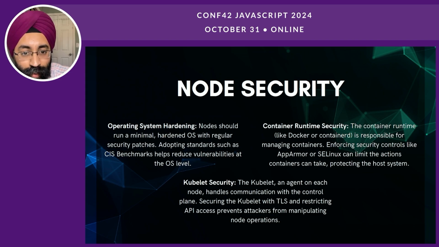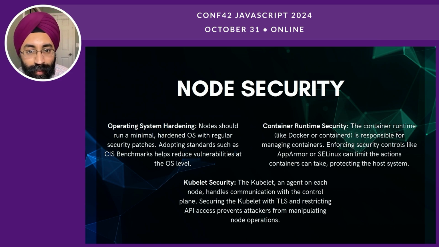The kubelet is an agent on each node. It runs as a daemon set on each of the nodes and handles the communication with the control plane. The node interacts with the control plane through the kubelet, and that is also over TLS secure communication. So securing the kubelet with TLS and restricting the API access prevents attackers from manipulating the node operations. Securing our kubelet is really important, because I've seen some teams secure the API server and secure the workloads, but the kubelet security is sometimes ignored, which allows hackers to make any changes at the node level, and it can create a lot of damage.